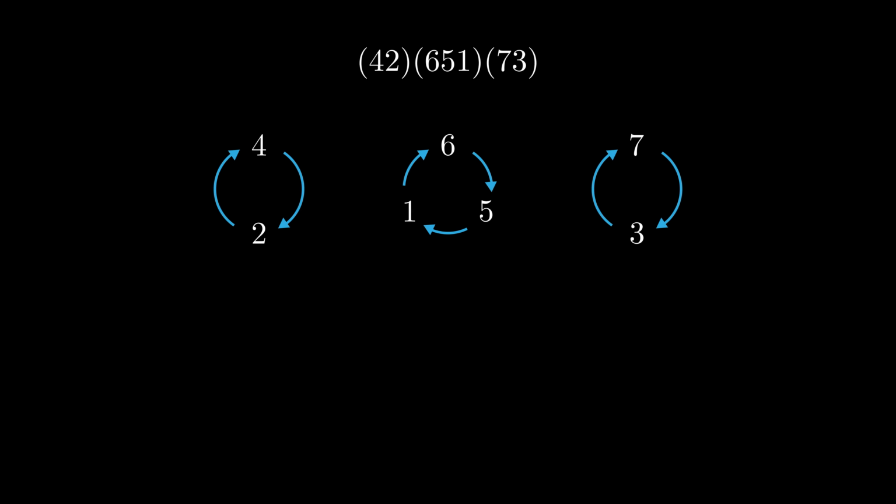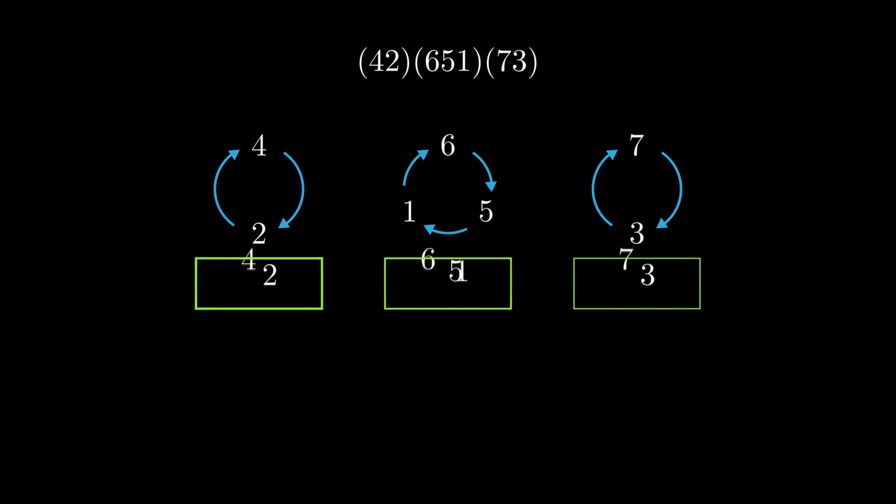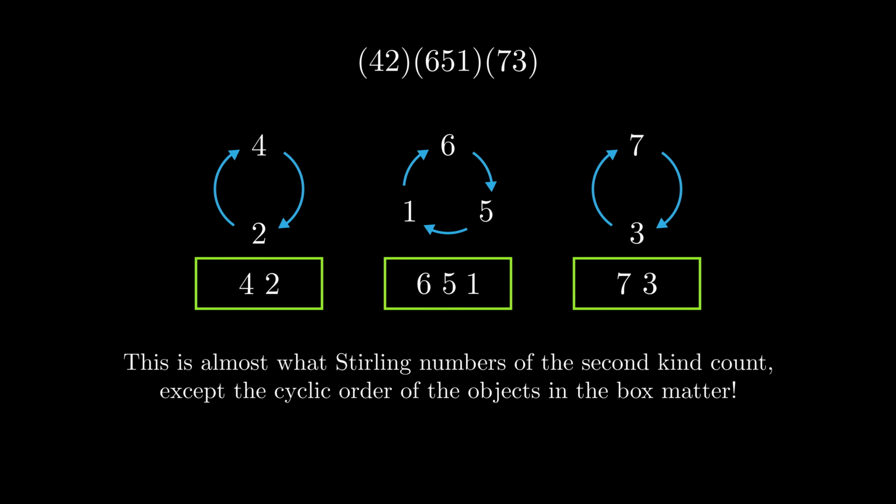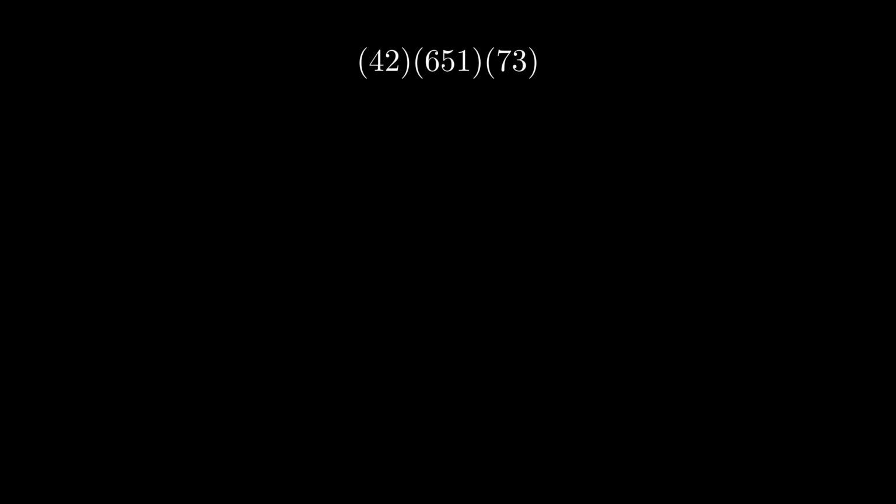Notice that if you take a permutation's cycle notation, which is what the Stirling numbers of the first kind are counting, and treat all of the numbers in a cycle as just the objects that go into a box, this is almost exactly what the Stirling numbers of the second kind count. The only difference is that the cyclic order of the objects in the box matter. This also helps illustrate why one recurrence has n and the other k.